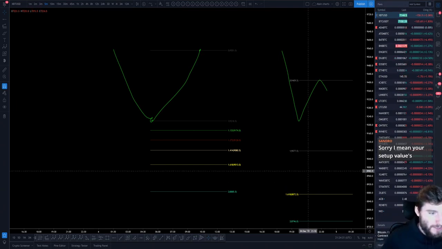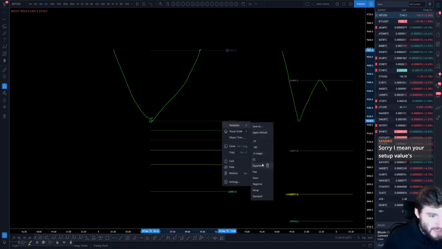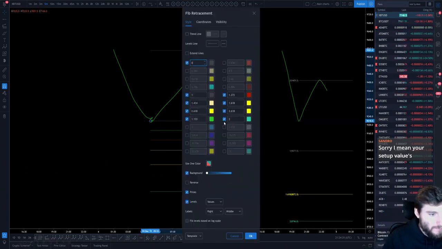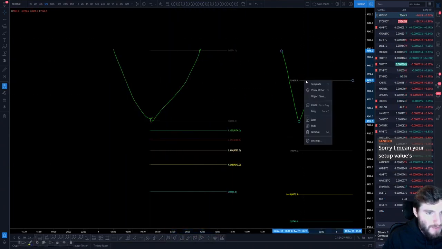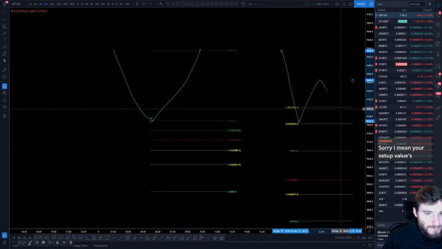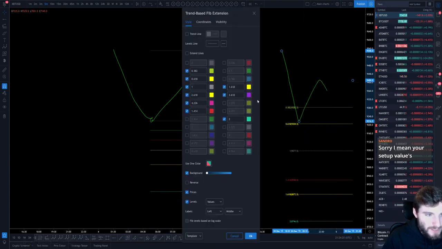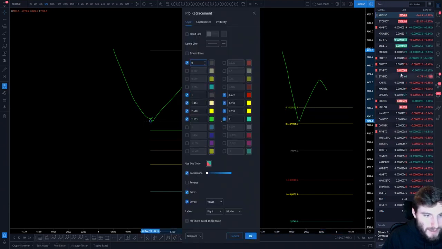Oh, the setup values. Oh, apologies. Yes. So for the expansion, those are the expansion values. And for the extension, those are the extension values that I use. But if you pause the screen, then you can get that.